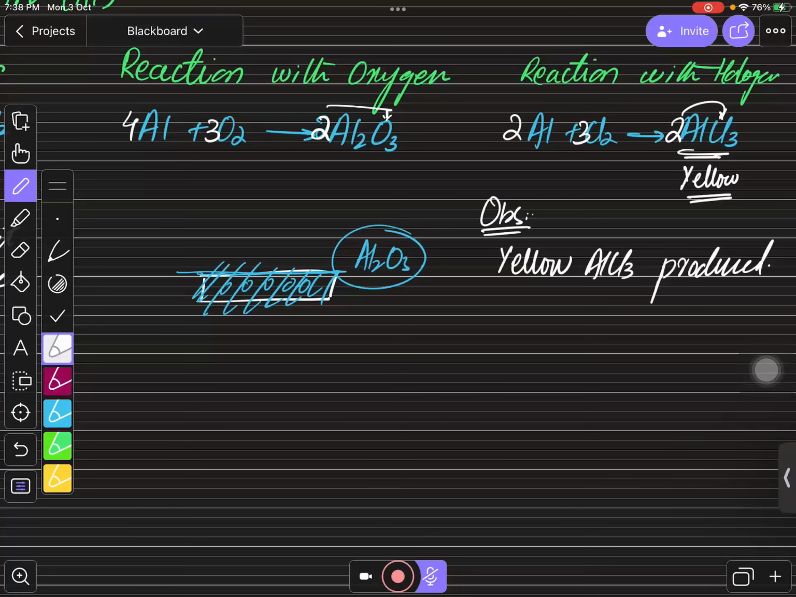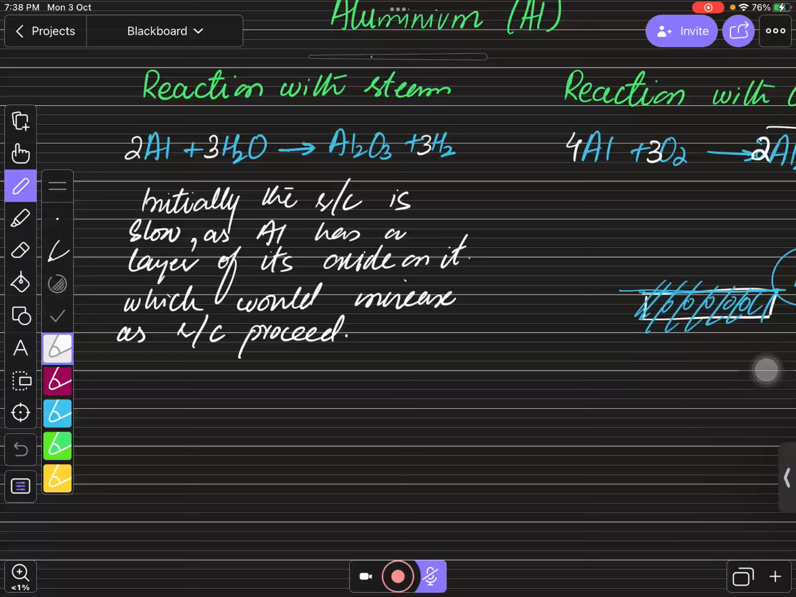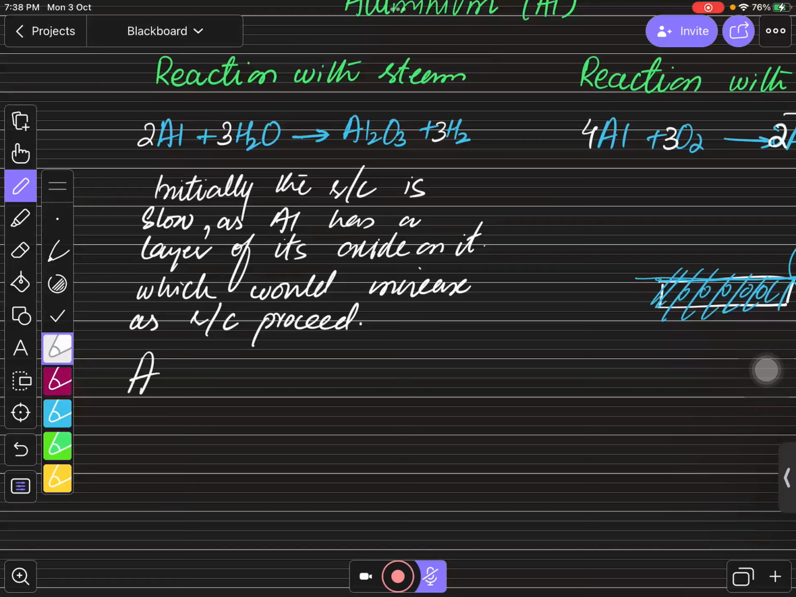Now let's talk about aluminum oxide. This is a very important compound whose formula needs to be discussed. It is very consistent in exam questions, so you need to remember this. This is one of the giant ionic lattices, and it is insoluble in water.